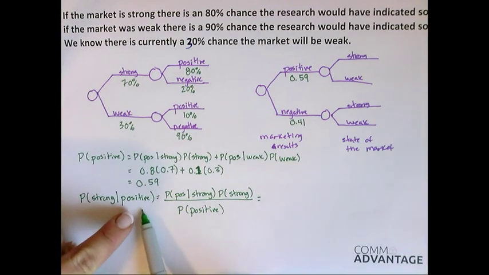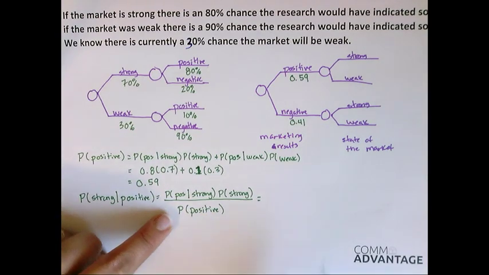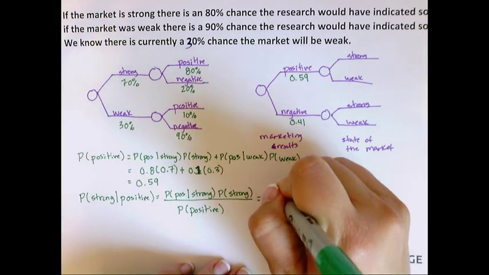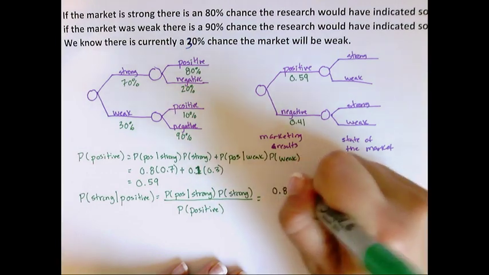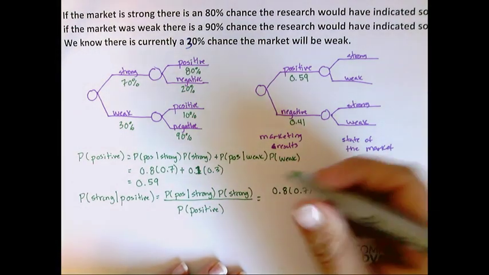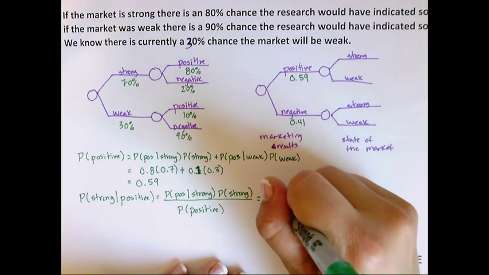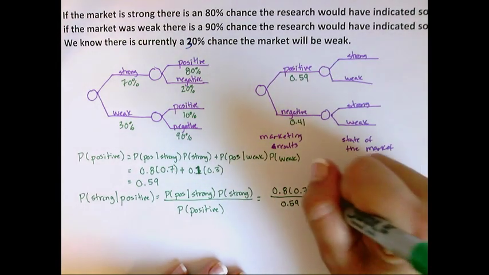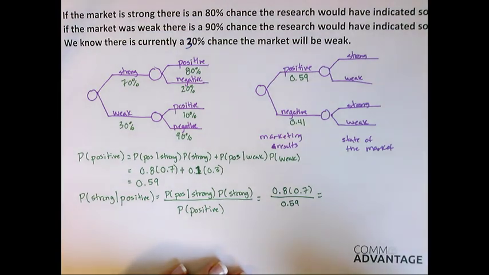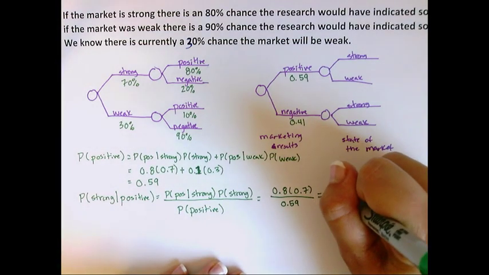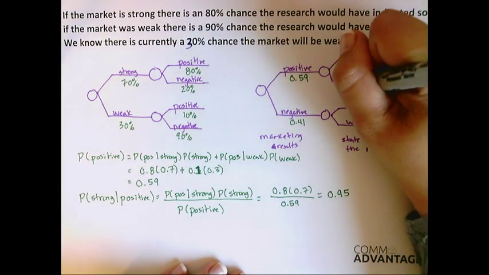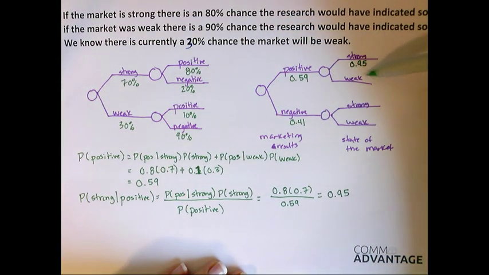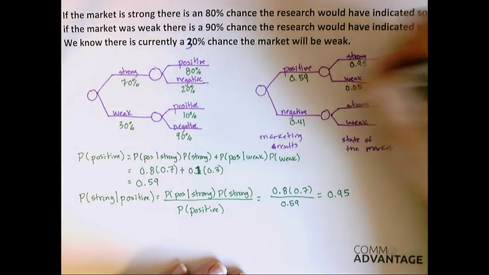So whatever's in that second position, whatever we're conditioning on, goes in the bottom. We're dividing by that probability. So here I've got the probability of positive given strong. That's just my 80%. So 0.8 times 0.7, because that's the chance I'm even strong, divided by 0.59. And if I calculate this, it's going to give me a probability of 0.95. So I know my probability here is 0.95, which means I automatically know that the chance that the economy is weak, if my research comes out positive, is just going to be 5%.